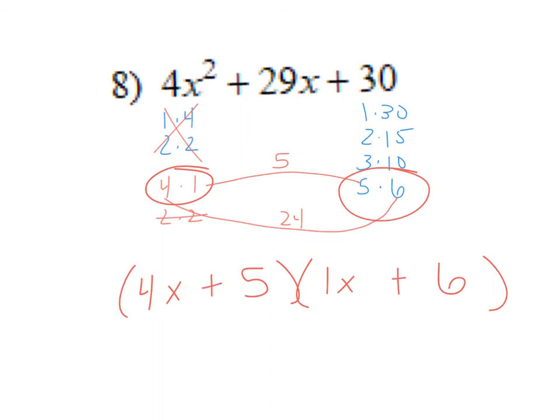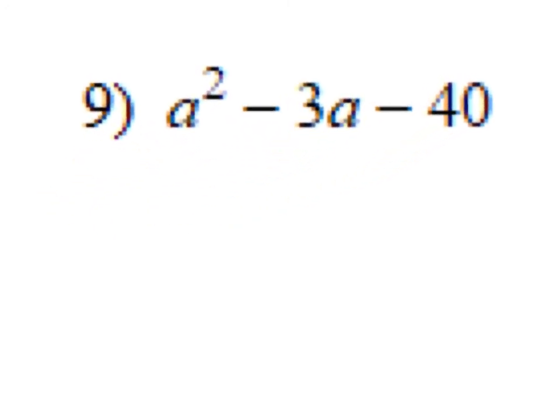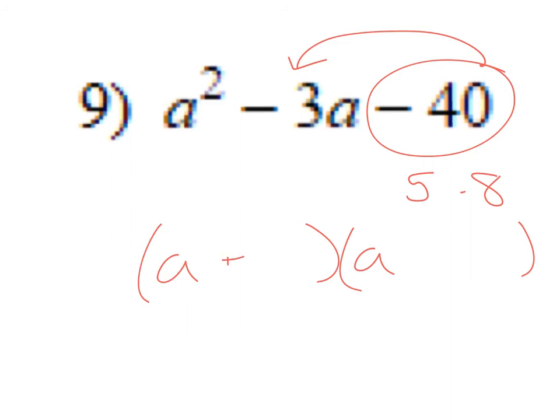All right, number 9. Okay, so we have a 1 out front here, so I'm just looking for factors of negative 40 that add to negative 3. So 5 and 8, and then I'm going to make the 8 negative there. So the a squared is going to break down to a and a. I have a positive 5 and a negative 8.